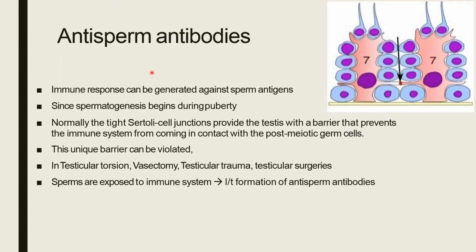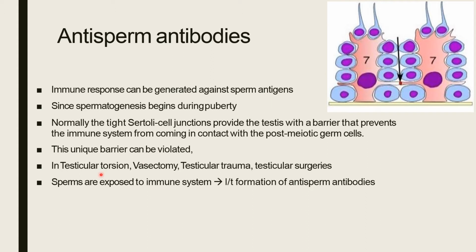We know that an immune response can be generated against sperm. Since spermatogenesis begins during puberty, normally the tight Sertoli cell junctions, the tight junctions between Sertoli cells, provide the testes barrier from blood. So the blood is not in direct connection with the sperm cells. Sometimes these barriers get avoided, they get loose.